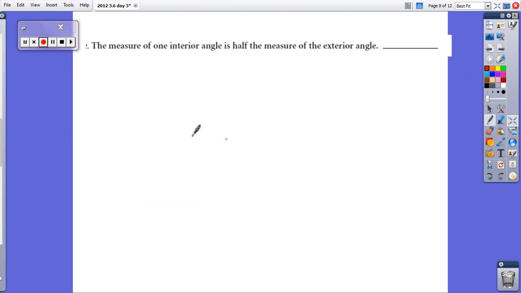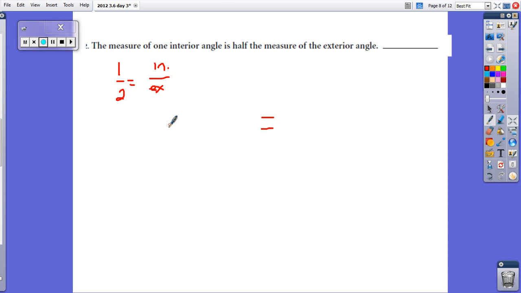Next question, go ahead and pause it. Measure of one interior angle is half the measure of an exterior angle. Well, we could do this two ways. We could set a proportion up, 1/2 equals the interior over the exterior. But I'd like to set an equation right from the beginning.